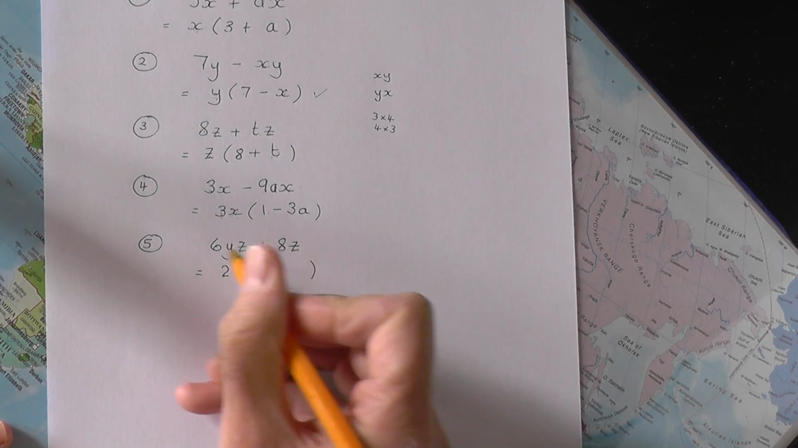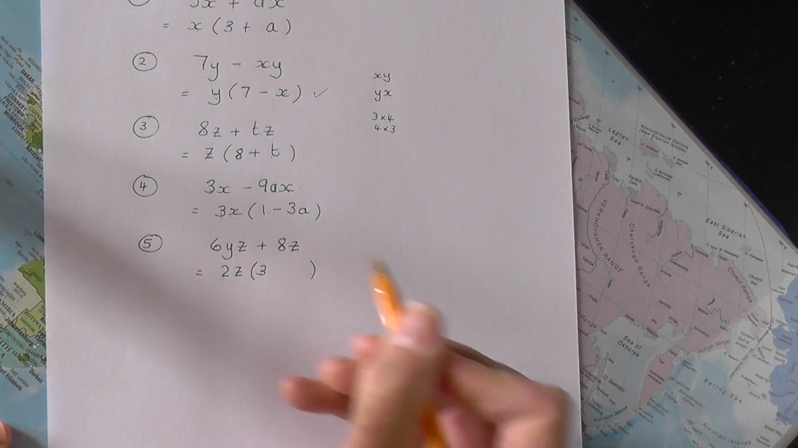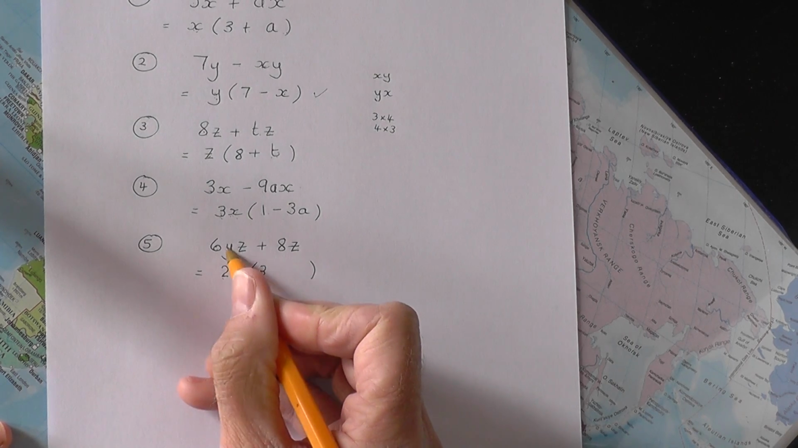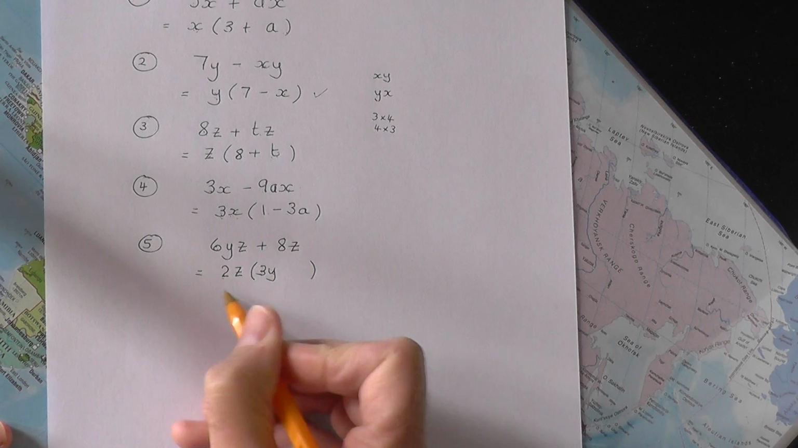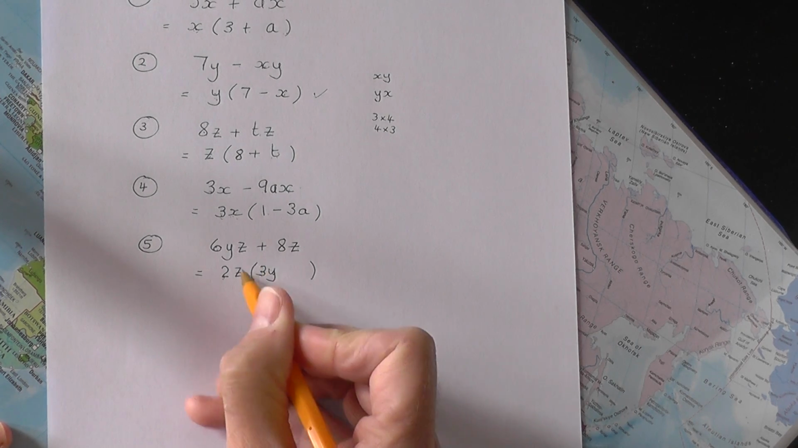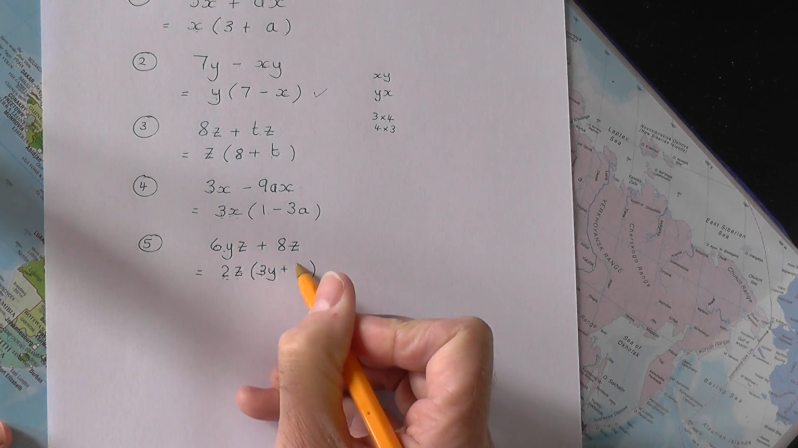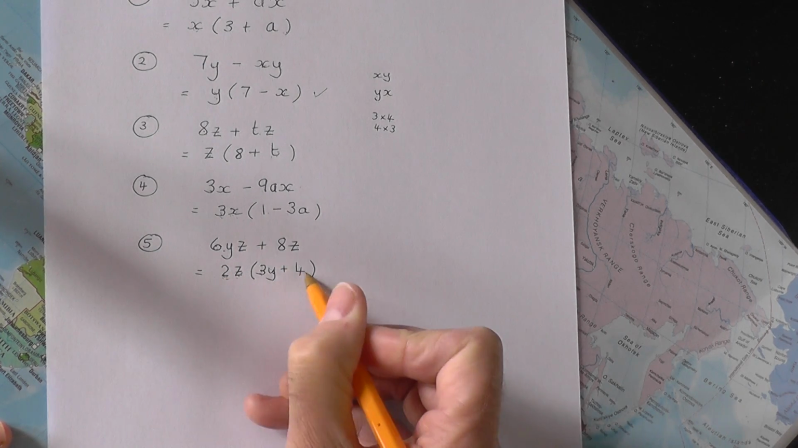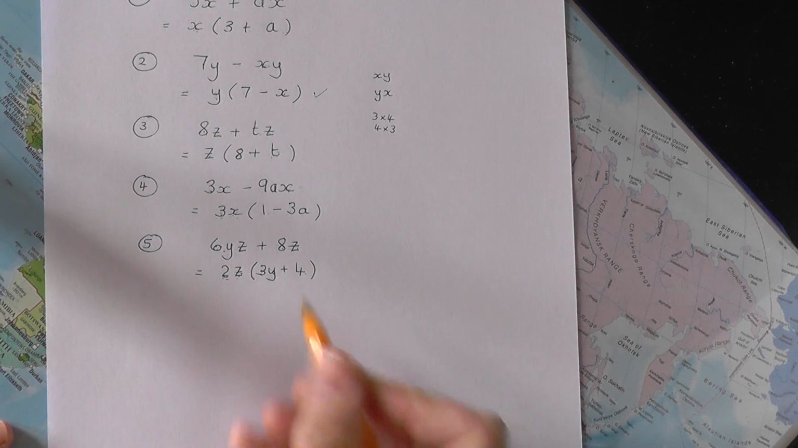2z times by, well, to get 6yz, I'd need a 3. 2 times the 3 gives you the 6. I need yz, I've got a z, I need an extra y. So 2z times 3y, 2 3s are 6, yz, plus, and then 2z times 4, 2z times 4 gives you the 8z. And there you go, there's the answer to the question. That's the end of this little video.